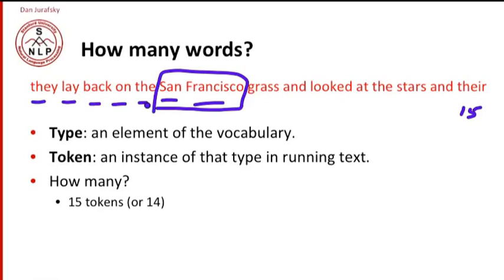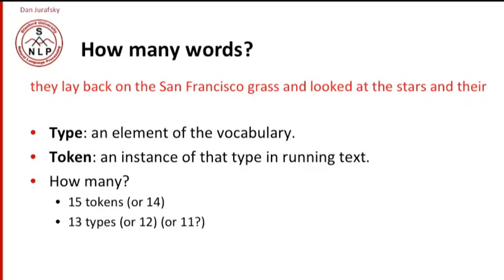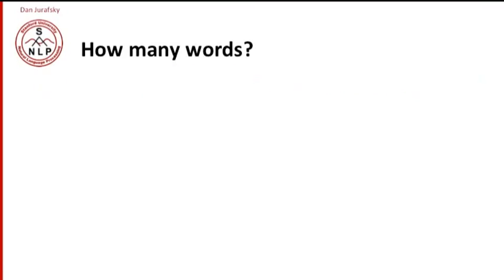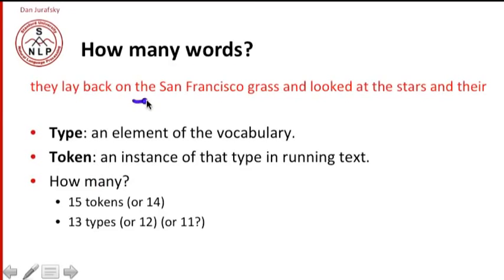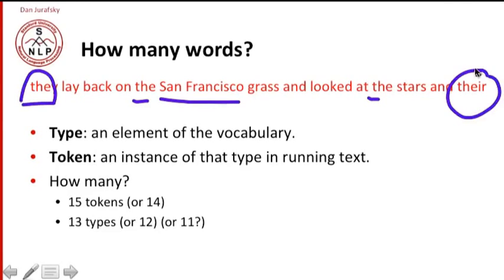How about types? Count for yourself. Well, there's 13 types, again, depending on how we count. So we have multiple copies of the word the, there's the and the. Again, it depends if we count San Francisco as one word or two. And remember our lemmas, we might decide that they and their, since they are the same lemma, although they're different word forms, we might want to count them as the same type, depending again on our goal.